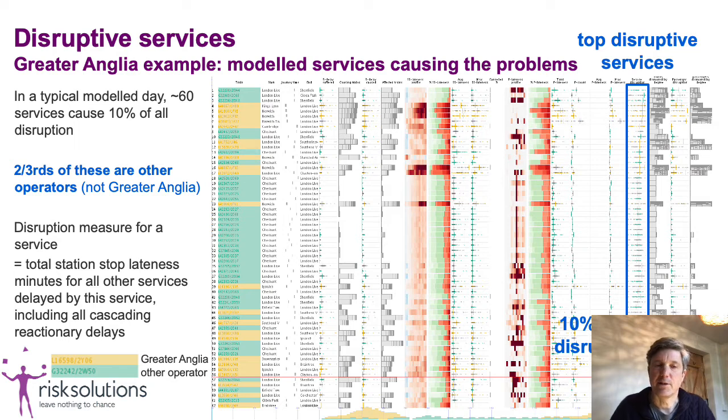The second case study we did with Greater Anglia was looking for disruptive services. In normal operation, which services cause the most disruption? And we identified 60 services out of the 3,500 running in the timetable caused 10% of all disruption across the region. And they were both Greater Anglia, and interestingly 2/3 of the services were from other operators. And so this gave Greater Anglia a steer as to which services they could focus their attention on.